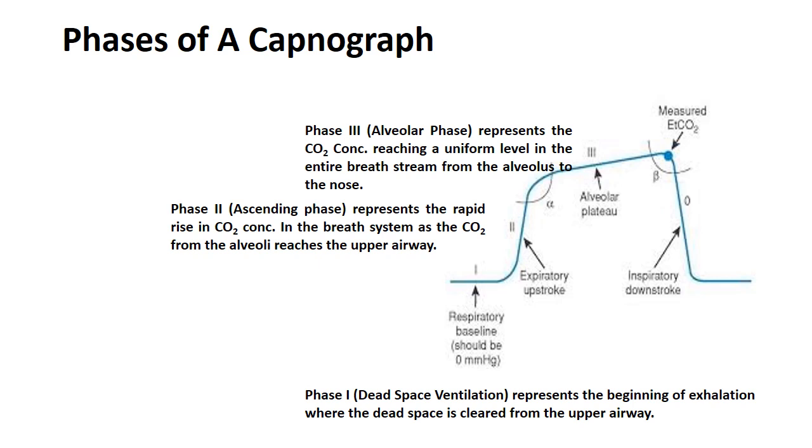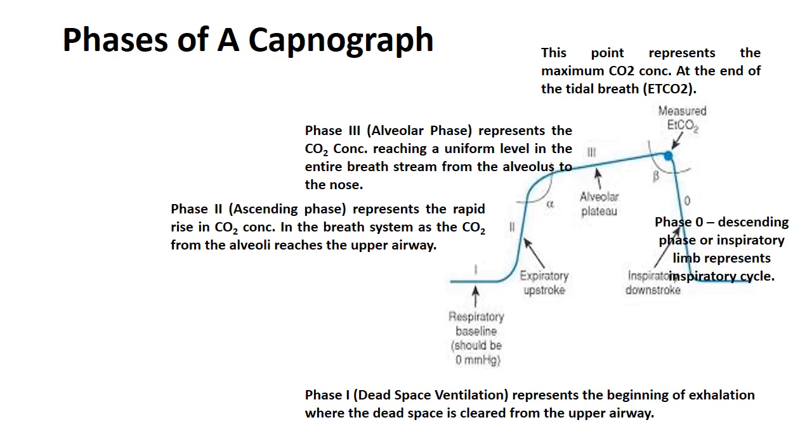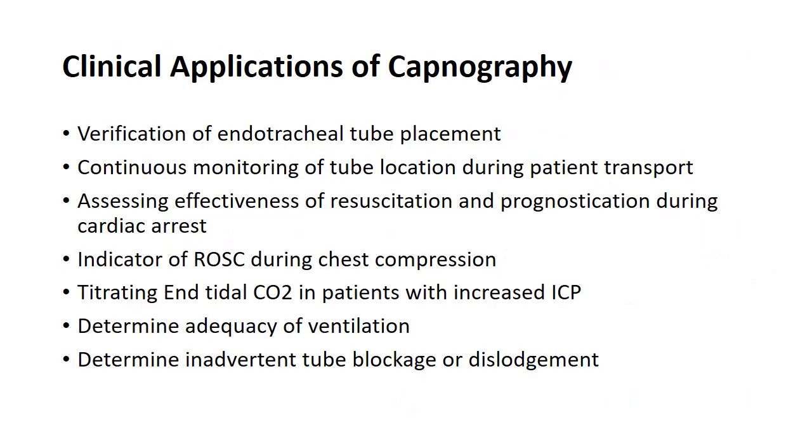Phase 3, the alveolar phase, represents the CO2 concentration reaching a uniform level in the entire breath stream from the alveolus to the nose, and this point represents the maximum CO2 concentration at the end of the tidal breath, that is the EtCO2. And now coming to phase 0, the descending phase or inspiratory limb, which represents the inhalation.